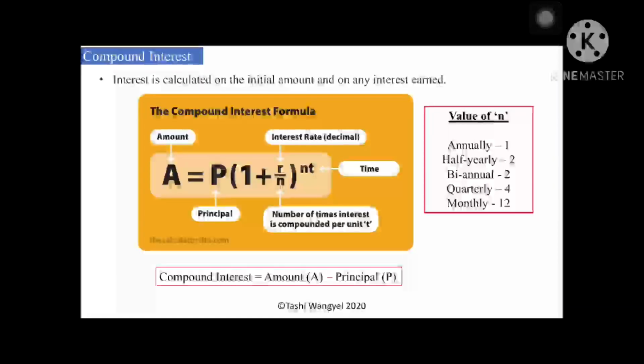Thus the next part is compound interest. Compound interest is when interest is calculated on the initial amount and on any interest earned. In simple interest, the principal is fixed; the principal is initially P.